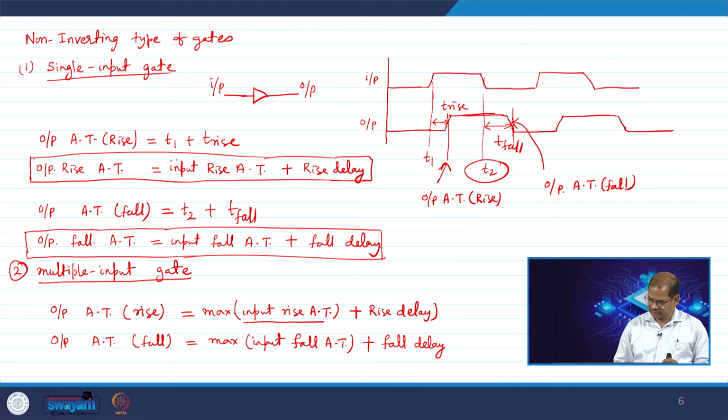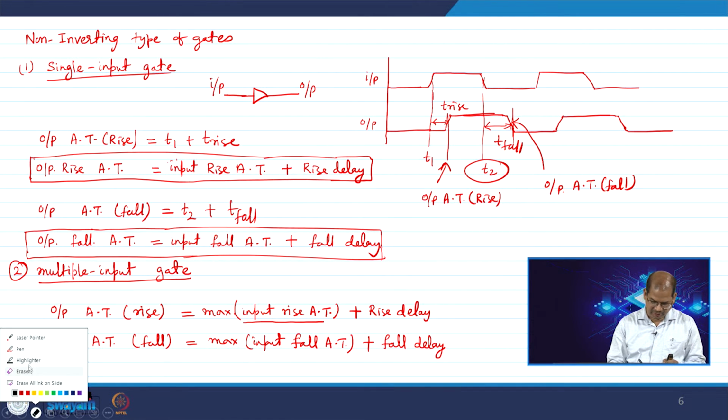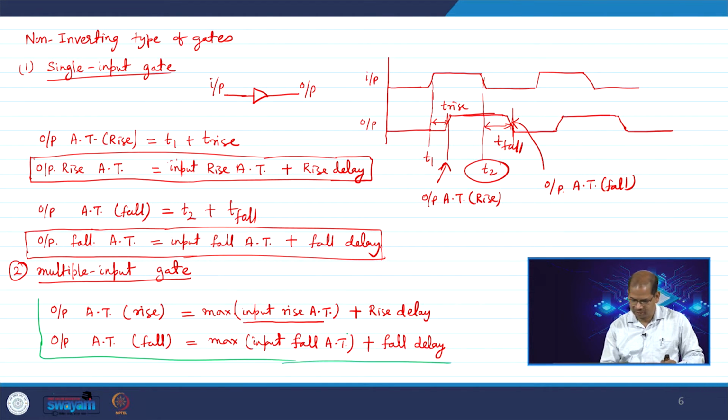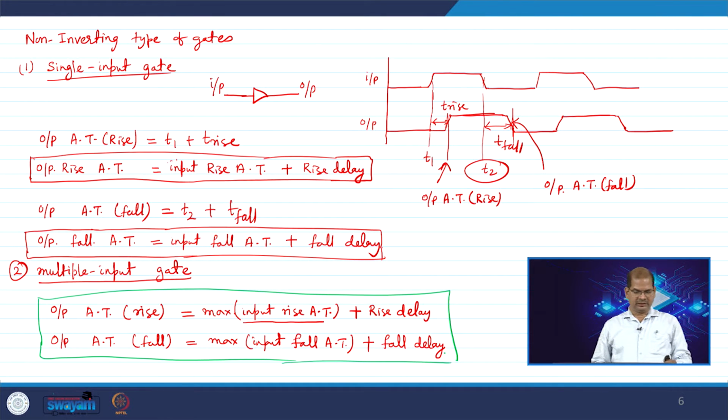Okay. So, these are my equations. I am putting this one in a box, because this is a very important conclusion which will be used for my critical path finding. So, this is for multiple input, and this is for single input.